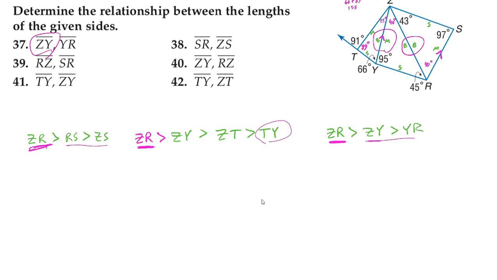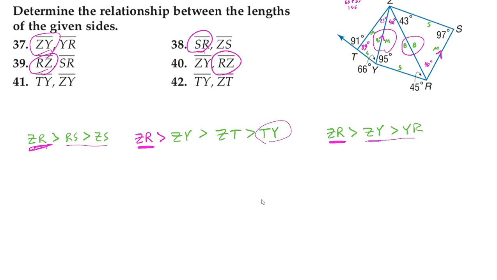The next one is SR or ZS. Oh, SR, that's this first one right here. So SR is bigger. Which one's bigger, RZ, that's over here, or SR? Oh, RZ is bigger. Oh, we're not doing any chaining together. Okay, so ZY or RZ. Oh, that's this one right here, or this one right here. So ZR, which is the biggest out of everything.